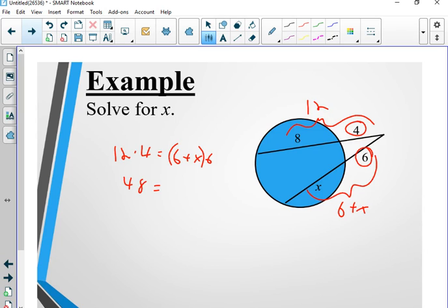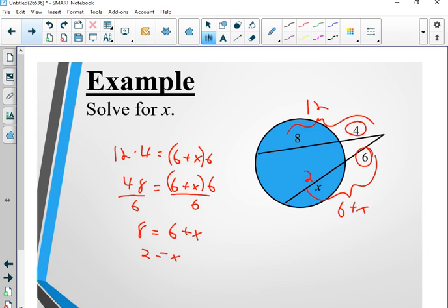Now, you could send the 6 in, but here's a little trick. Since it's on the outside being multiplied, we can divide. And that gives us 6 times 8 is 48. 6 plus x. Subtract 6, x is 2. And we can check that out. 6 plus 2 is 8. 8 times 6 is 48. 12 times 4 is 48.